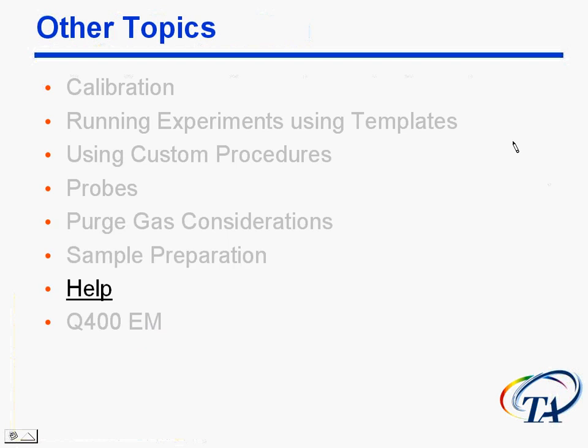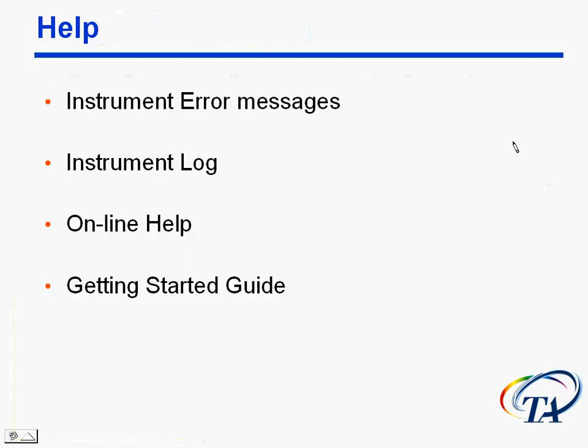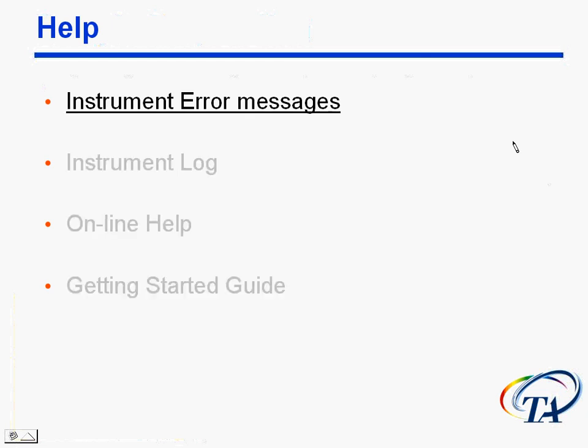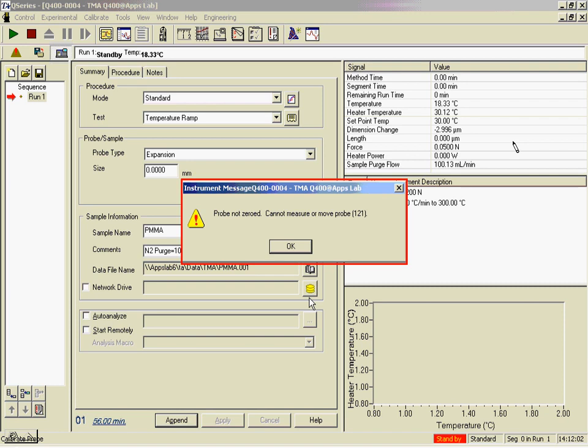Now, let's look at some help information. What do we mean by this? Well, we're going to look at instrument error log, the instrument error messages, the instrument log, online help, and getting started guide, okay? Error messages. For instance, this one, probe not zero, cannot measure or move probe, okay? So that's an error that we might get.